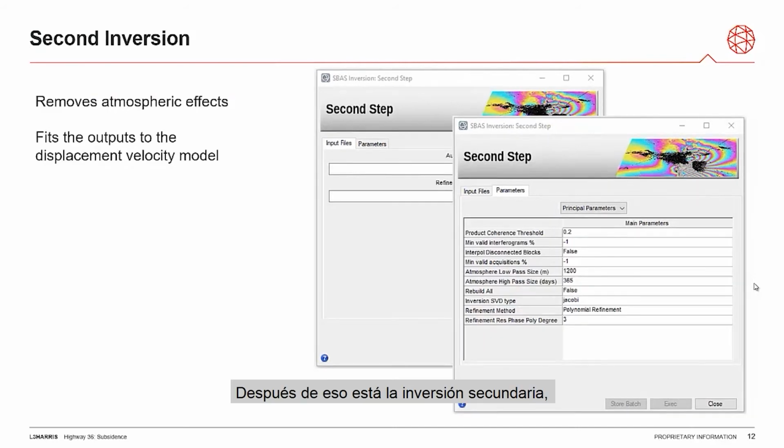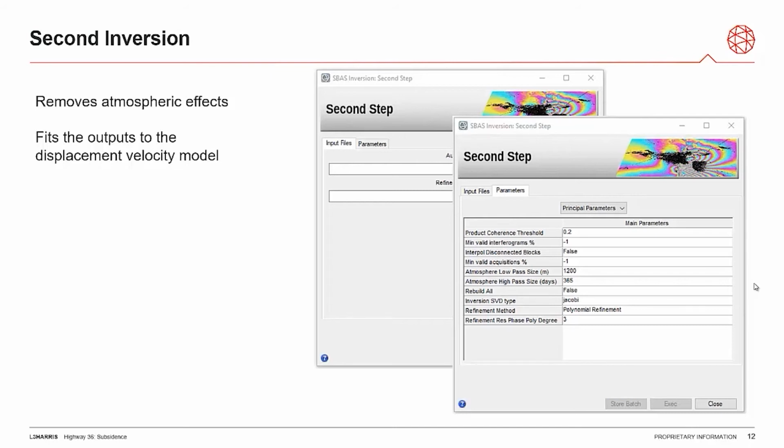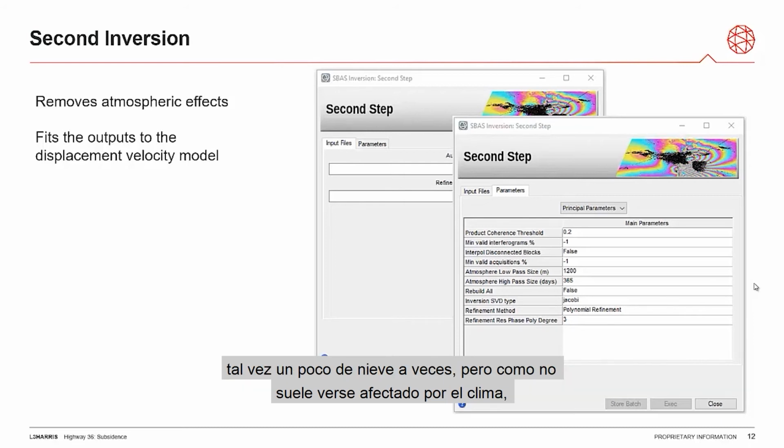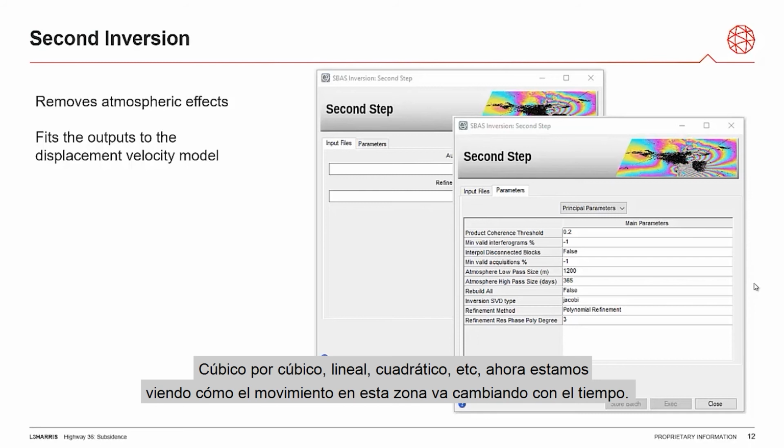After that is the secondary inversion. And what this inversion does is something that we don't usually get to say in remote sensing, but it removes atmospheric effects. Because we have so many images, and because synthetic aperture radar is an active system, meaning it is not usually affected by clouds, rain, maybe a little bit snow sometimes, but because it is not usually affected by weather, we have very specific ways to remove the atmospheric effects from our scenes. And lastly, it will fit the output to the displacement velocity model, which can be cubic, bicubic, linear, quadratic, etc. We are now seeing how the movement of this area is changing over time.